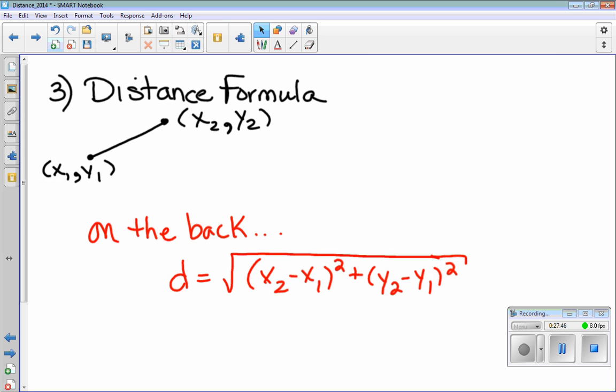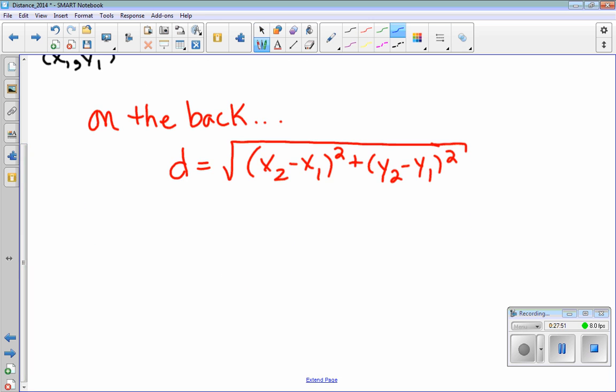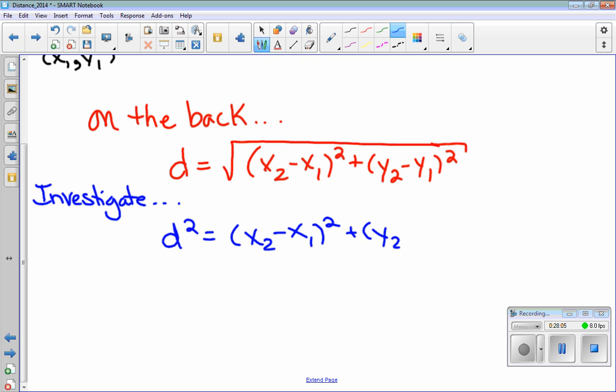Can I show you something, though? Don't write this down. But let's just investigate something for a second. Don't write this down. Just kind of watch. Do you agree that this is true? If this is the distance formula, can't I just square both sides and get this? Isn't the undoing of the square a square root? Okay, so can I go from the red to the blue? Are we okay with that? I just squared both sides and I got rid of the square root, that's all.